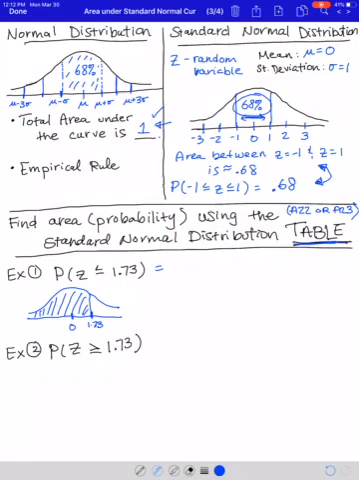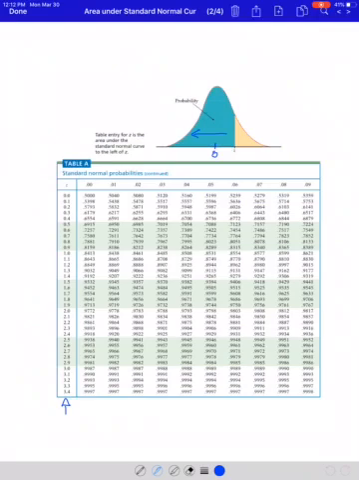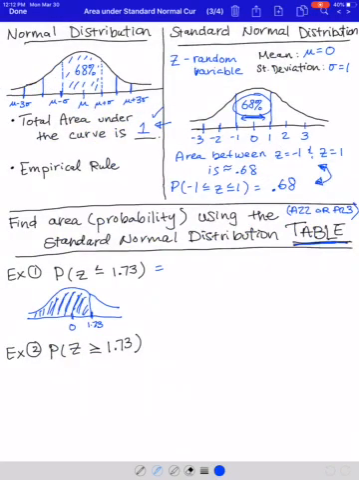And so we're going to look up in our table, and our table is going to tell us what this area is. So if we come over to our table, the z-value that we're looking up is 1.73. Here's 1.7. In our hundredths place, we have 0.03, so that's this column here. And if we just look to see where this column and row meet, that's going to be this value here, 0.9582. So that's the area to the left of z equals 1.73. So 0.9582.